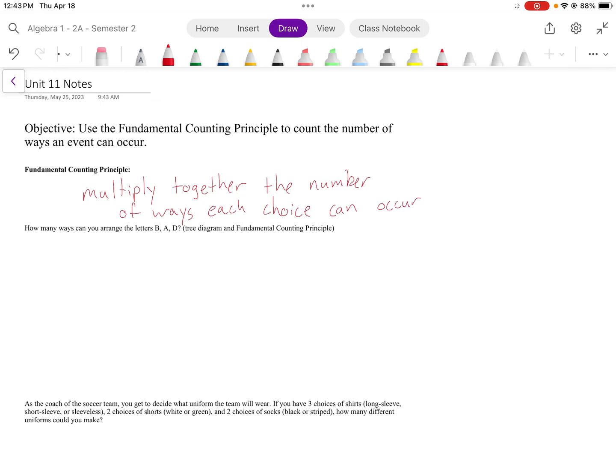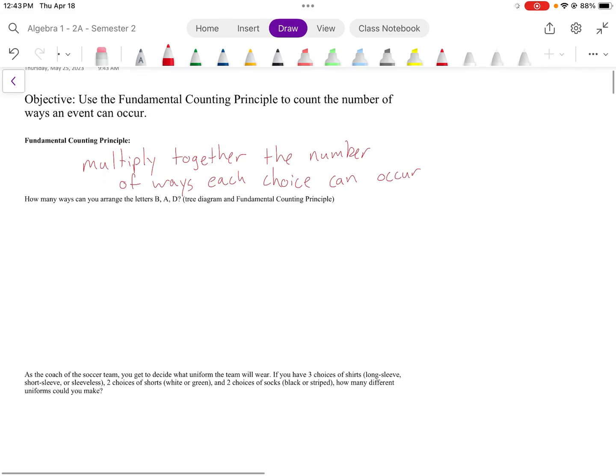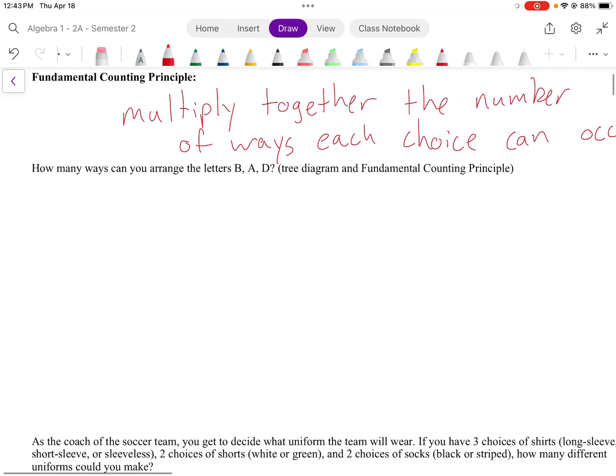Well, this phrase might seem kind of confusing and complicated to understand, so let's go through a couple of examples with small numbers. So the first question says, how many ways can you arrange the letters B, A, and D? We're going to make what's called a tree diagram first. Tree diagram is kind of a weird name because it's going to go sideways. But we're going to start over here. I'm going to make a little dot.